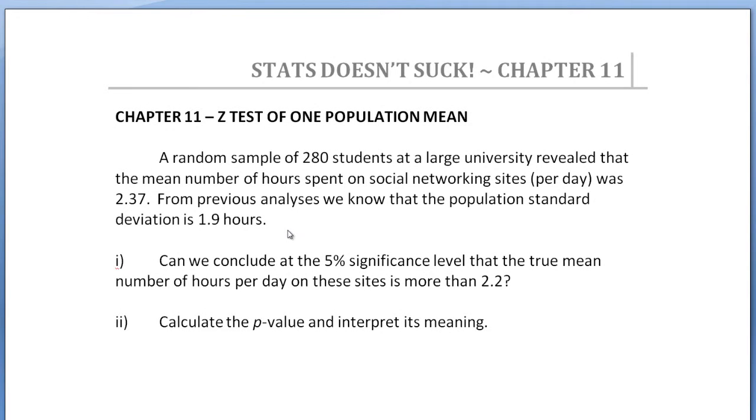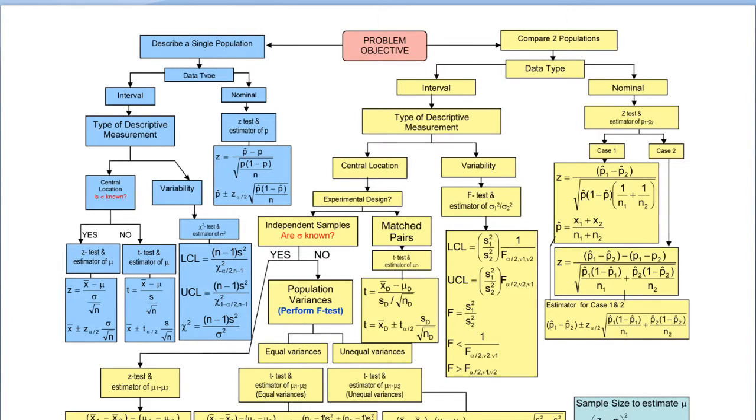Let's have a look at how this question fits in on the flowchart, how we know that this is actually a Chapter 11 question. Now, when we get to the flowchart, the first thing that we see is that we're supposed to be looking at a problem objective where the two choices are either that we have a single population or we're comparing two populations.